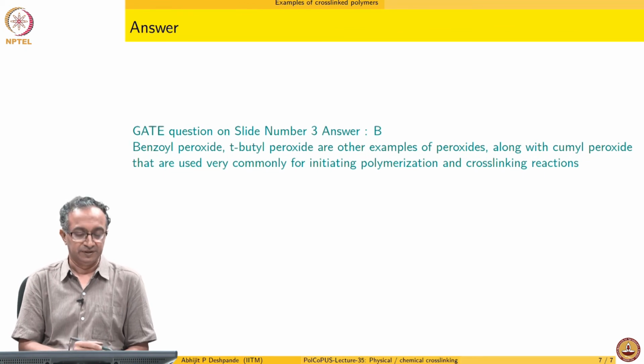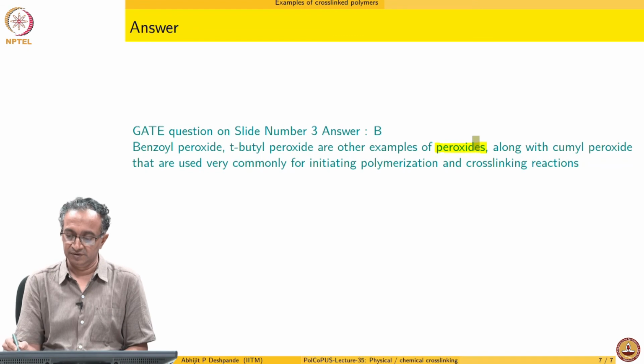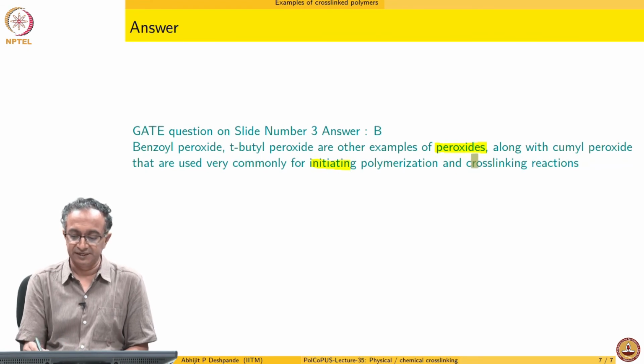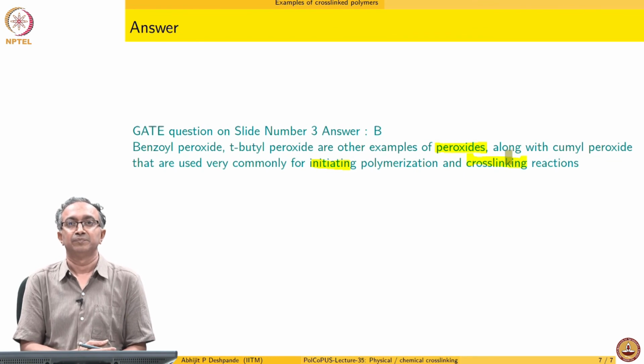And the peroxides are actually very common materials for initiating and cross-linking reactions. They are basically free radical processes by which they do the initiation and cross-linking in the monomer or the macromolecule as the need be.